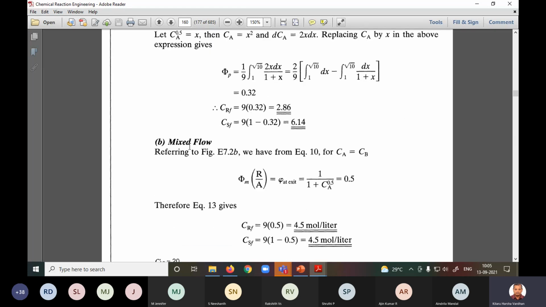So we'll go for the mixed reactor. Mixed reactor, again, we have to take that equation. Ca is Cb.